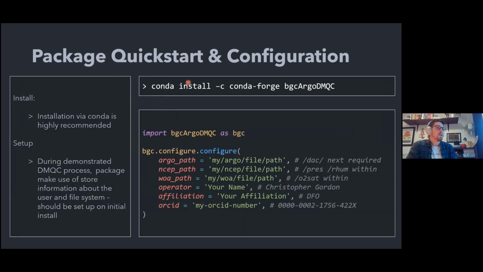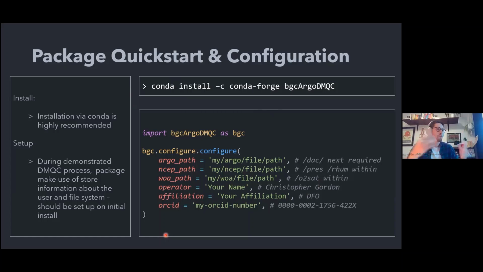If you install the package and then import it, you can choose where you're going to put your Argo data, and you would define that with Argo path, your reference data with this. I am the DMQC operator, so I put that here, along with my affiliation. Some other information that I should have shown that isn't here is the 2-letter code for your DAC that goes into history variables within the NetCDF file.